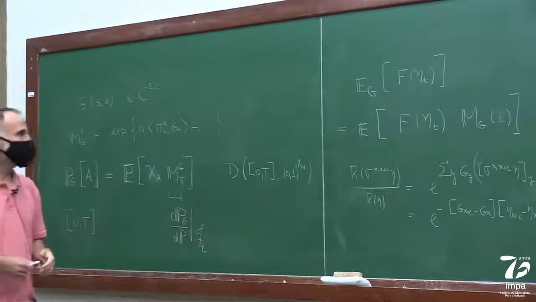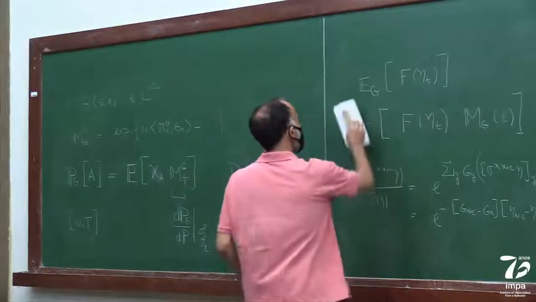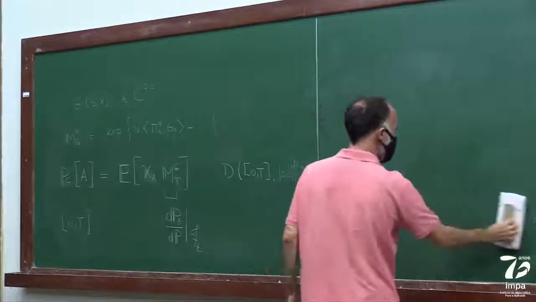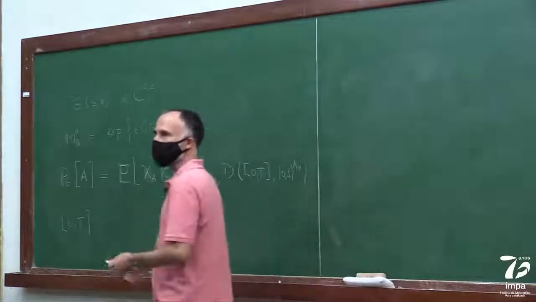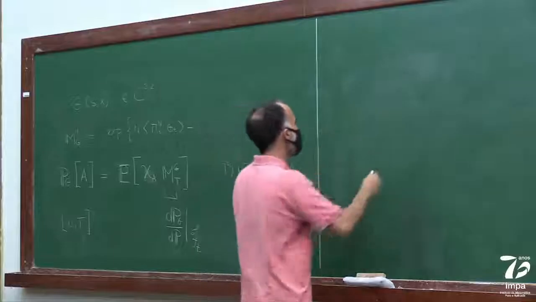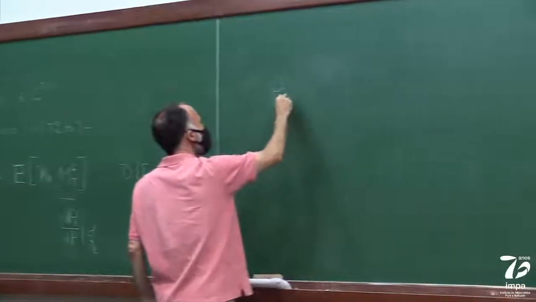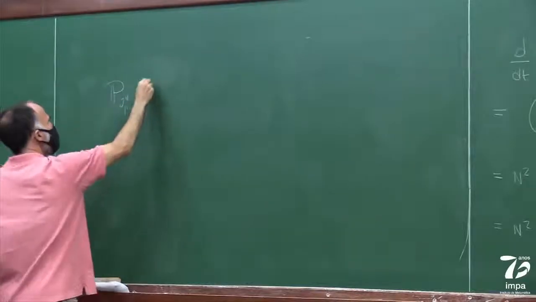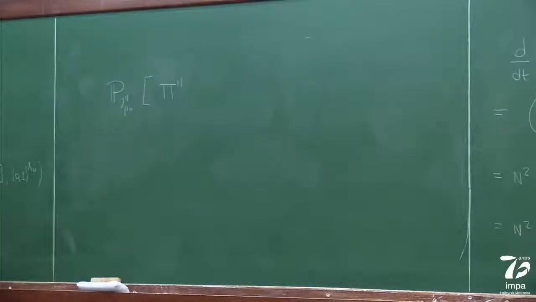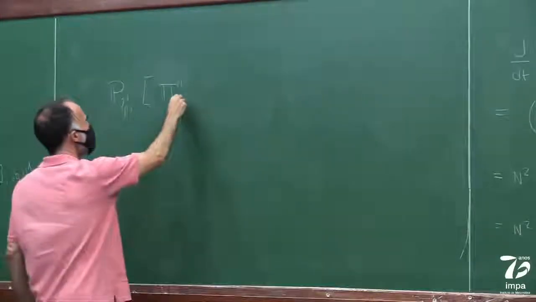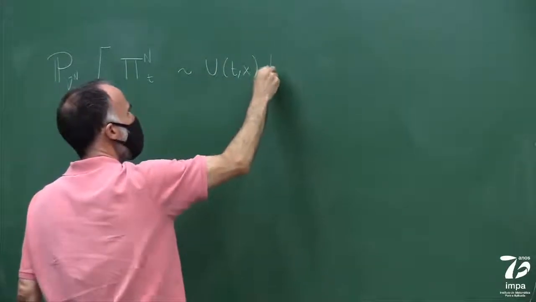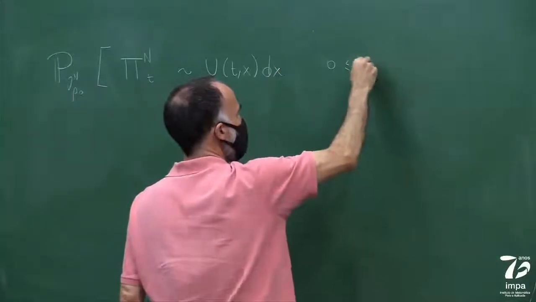Then there is a second question, and this answers your question more or less: what are we trying to prove? What we are trying to estimate is the probability that my trajectory, my empirical density, will follow a trajectory u(t,x)dx in the time interval 0 to capital T.